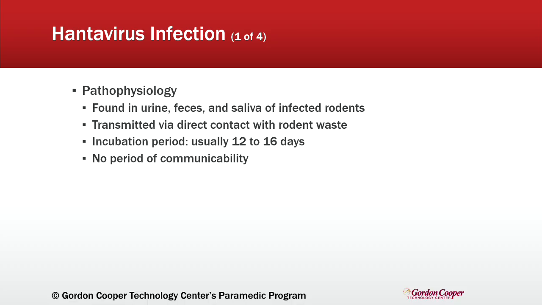So the virus is actually found in the urine and feces as well as the saliva of these infected rodents. Transmission typically happens through direct contact with rodent waste. The most common route is through aerosolized inhalation.